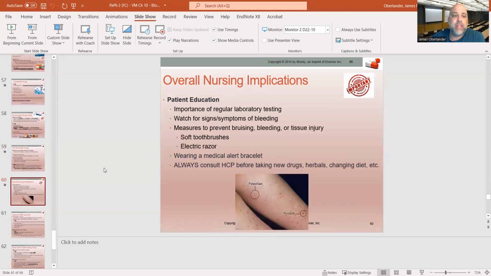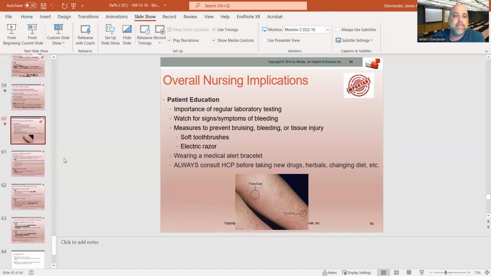So a few slides here, just overall nursing implications for these drugs that are dealing with clotting and bleeding. You're watching lab values, you're watching signs and symptoms of the bleeding. And if you're doing that, you also want to teach your patients how to decrease their risk of bleeding. So I wouldn't encourage somebody who's on warfarin to play football. They're going to use a soft toothbrush, going to deal with an electric razor.